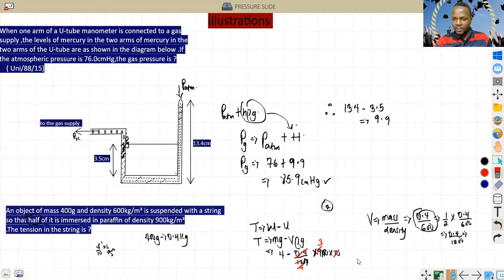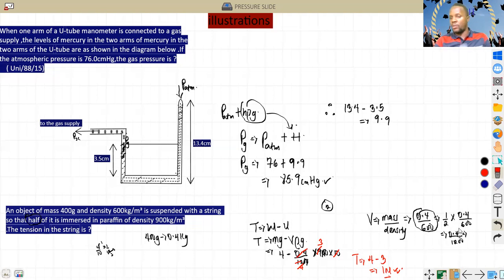So what I have left here is tension, which is the apparent weight. The apparent weight is 4 minus 3. Then 4 minus 3 gives us 1 Newton, which is the answer to the question. Please, if you have issues with this, I told you, you can send a mail to me and I will attend to you. I will send the answer to your mail and help you break it down. But for this, I don't think this is a problem.